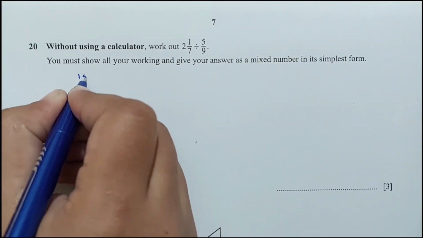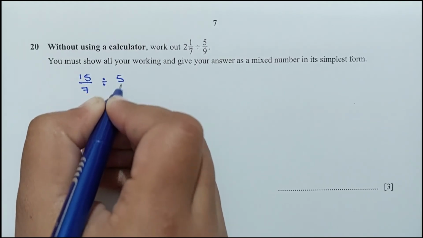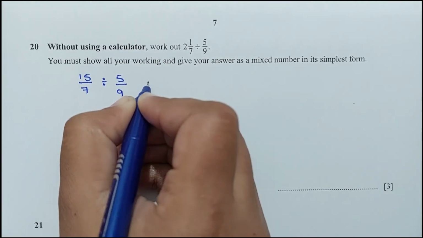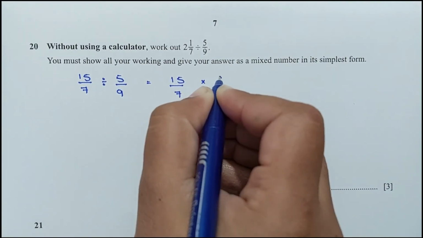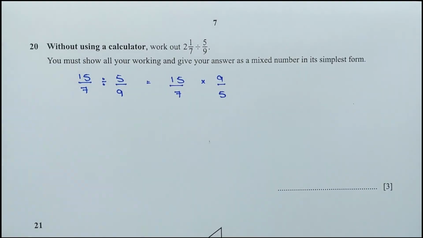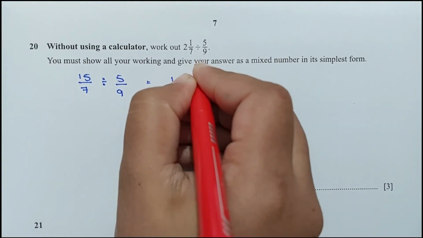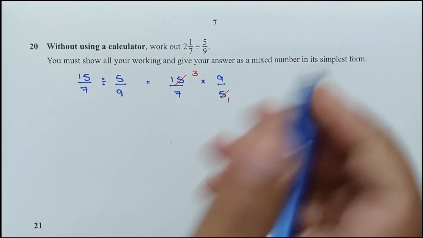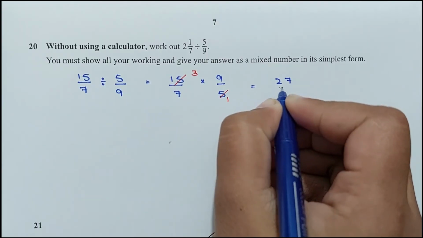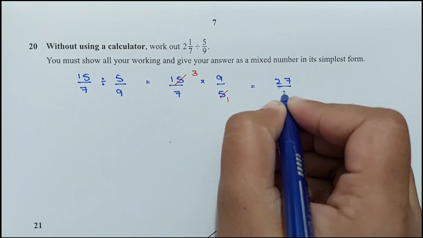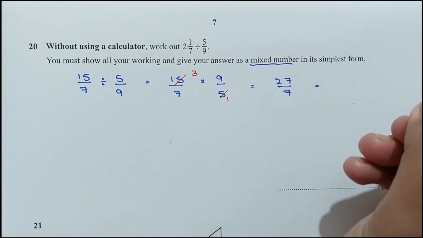14 plus 1 is 15 over 7, and divided by 5 over 9. Further simplification: 15 over 7 times 9 over 5. So 5 times 1 is 5, 5 times 3 is 15, right? And we have 3 times 9 is 27, over 7, right? Or we can say as a mixed number, we have to convert.